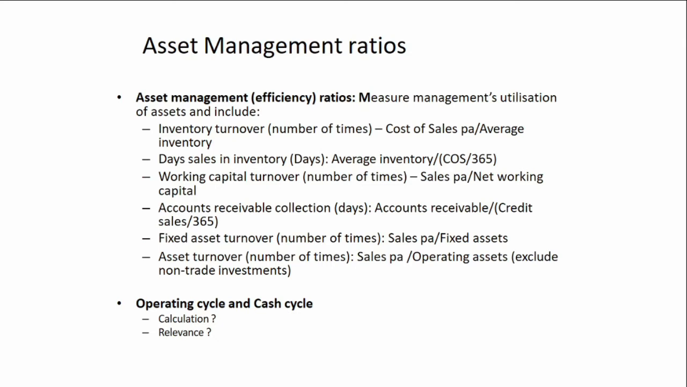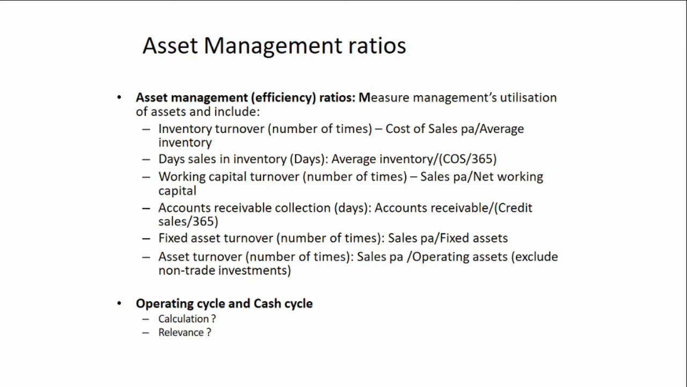The days sales in inventory is calculated in a similar way. We are going to take average inventory and divide it by our daily cost of sales. Then we have our working capital turnover ratio. This measures how well a company is utilizing its working capital to support a given level of sales. So a high ratio indicates management is being very efficient. This ratio is calculated by taking sales per annum divided by our net working capital. And remember, our net working capital is our current assets less our current liabilities.